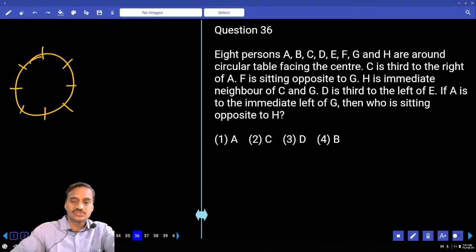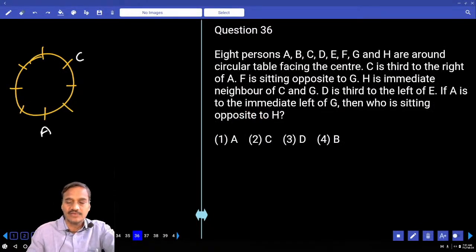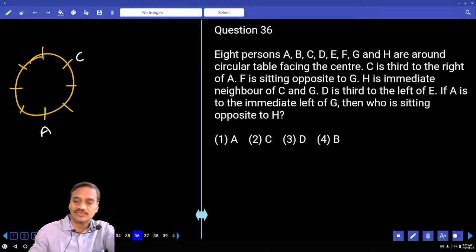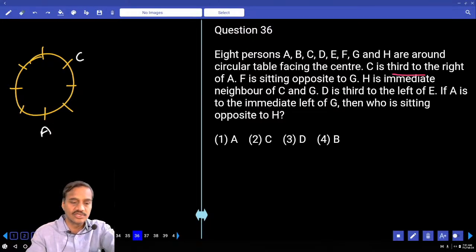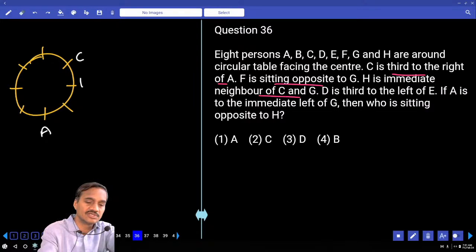Then C is south to the right of A. A is here, C is south to the right of A, C will be here. And F is sitting opposite to G. And H is the immediate neighbor of C and G. H is the immediate neighbor of C and G.